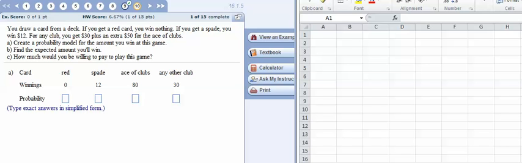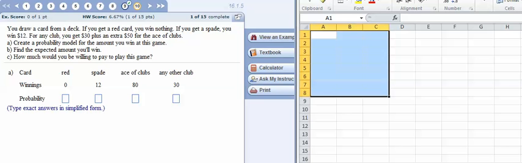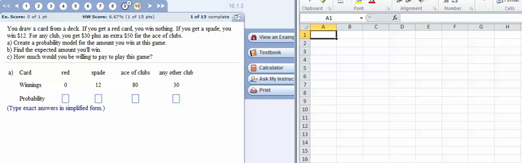So we could win nothing, $12, $80, or $30. So I'm going to go ahead and come into Excel and create this. So we have an outcome, and then we have what we would win, which is our random variable, and then our probability of that winning.